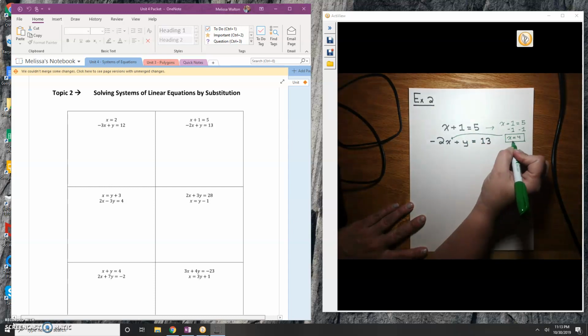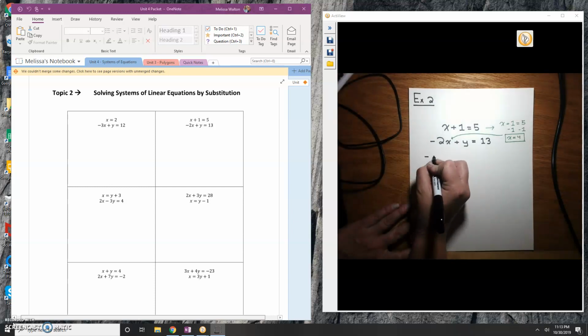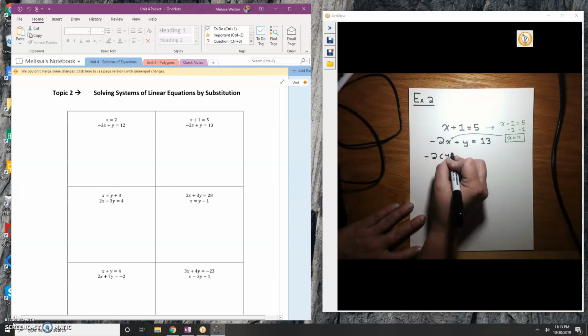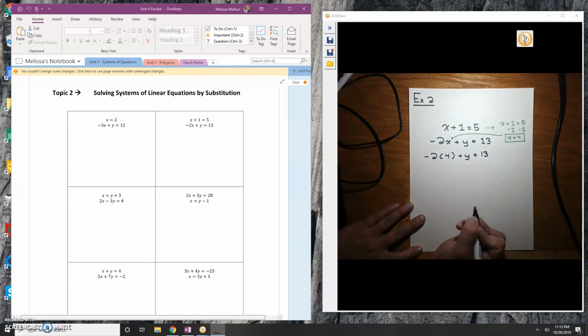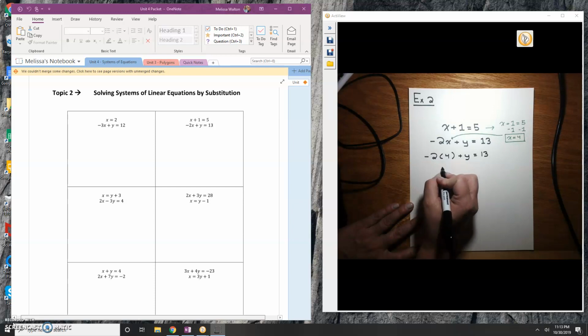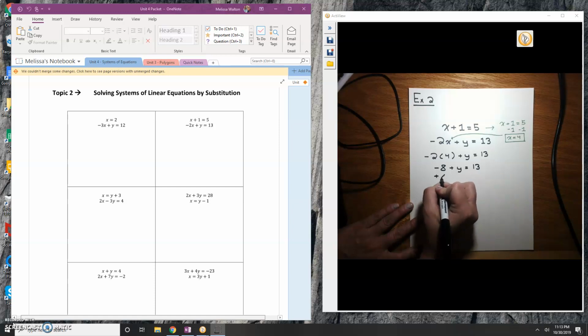All right. So if x is equal to 4, here's where I'm at. I have negative 2 times 4 plus y is equal to 13. Negative 2 times 4 is negative 8 plus y equals 13. And finally, add 8 to both sides. Our final value for y is equal to 21.